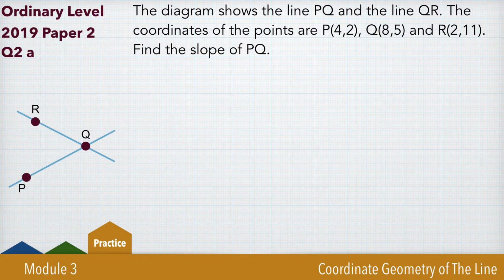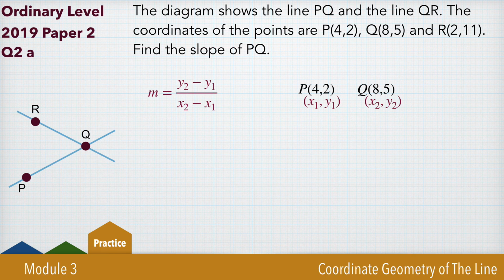We are given a diagram showing the lines PQ and QR. We are also given the coordinates of the points P, Q and R. We are asked to find the slope of PQ. As we are given all the coordinates, we can use this slope formula. We start by labelling the points P and Q as x1, y1, x2, y2. We substitute these directly into the formula as labelled, and simplifying gives us a slope of 3/4.